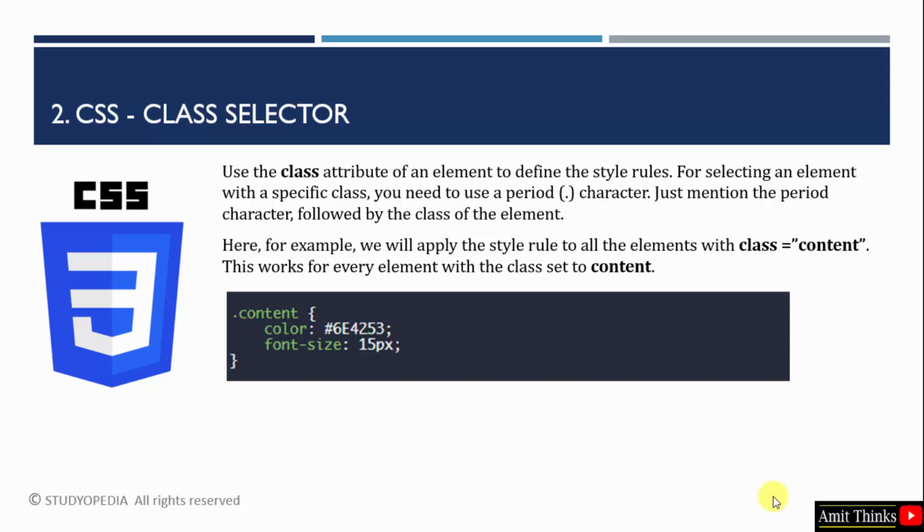Now we have our class selector. In this, you need to use the class attribute of an element to define the style rules. To select an element with a specific class, let's say content, you need to mention the period character followed by the class of the element. In this case we have a class content. Therefore, using the class selector, you can style every element with the class set to content. So every element with the class content will have the following color and font size. When we see the example, things will be more clear. Let's see.